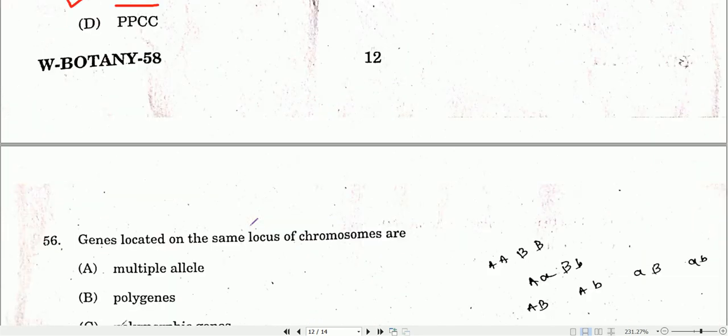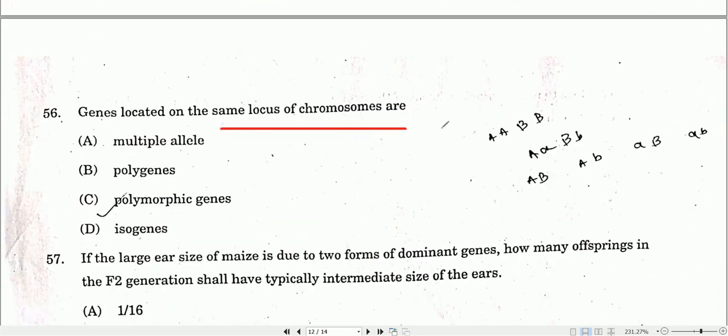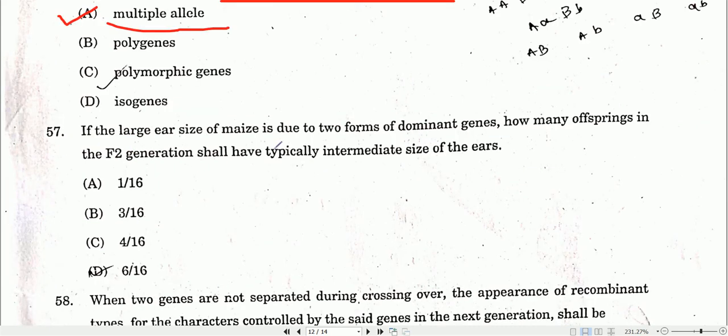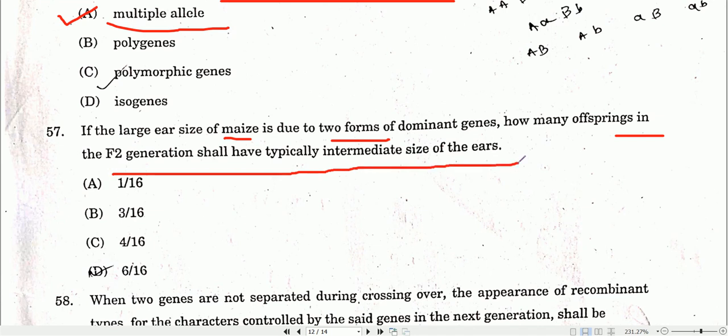Coming to question number 56. Genes located on the same locus of chromosomes, that's a kind of your multiple alleles. Okay, so option A will be the correct one. Coming to question number 57. If the large ear size of maize is due to two forms of dominant genes, how many offspring in the F2 generation shall have typically intermediate size of the ear? Okay, so 6 by 16 will be the correct one. So option D will be the correct one.